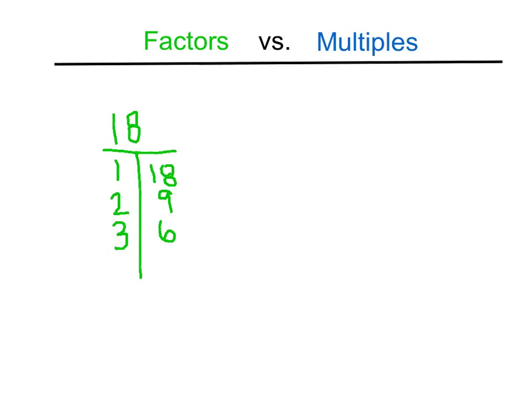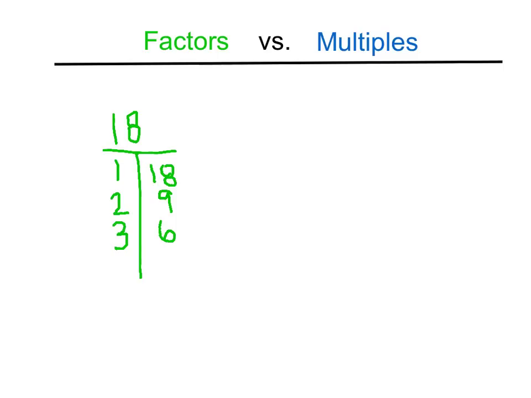So all the factors of 18 would be 1, 2, 3, 6, 9, and 18. So those are factors. Anything that multiplies together to equal a product would be a factor.